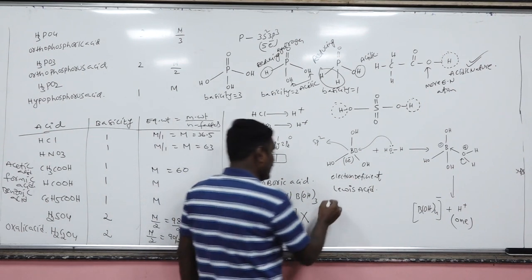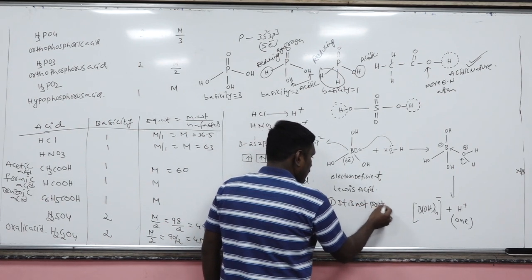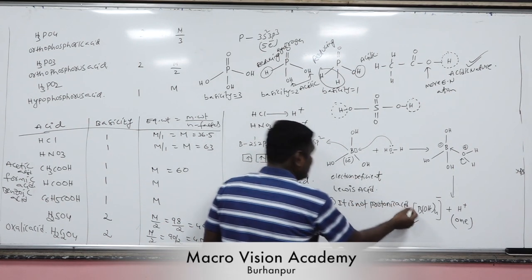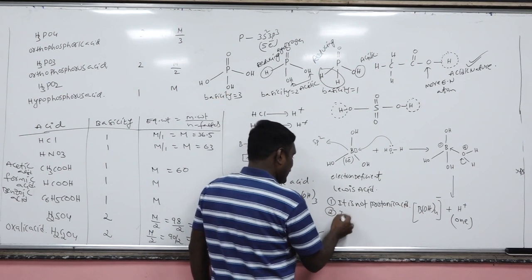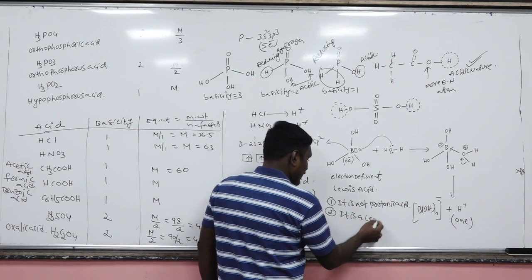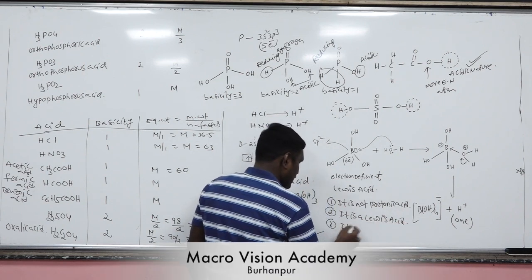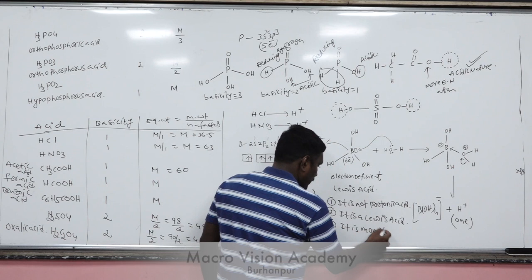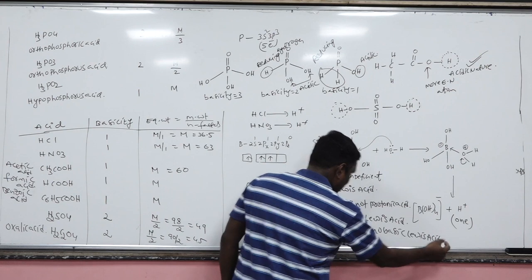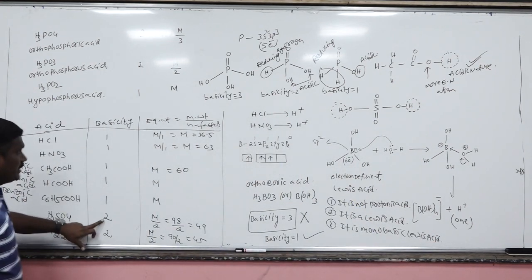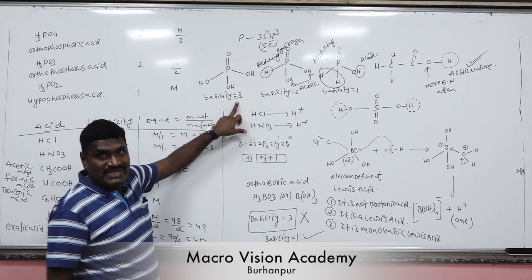Okay. One more important thing. Boric acid is not a protonic acid. Protonic acid means the acid which gives the proton. It is a Lewis acid. It is a monobasic Lewis acid. Basicity 1. Monobasic means basicity 1. Dibasic means basicity 2. Tribasic means basicity 3. Tetrabasic means basicity 4.